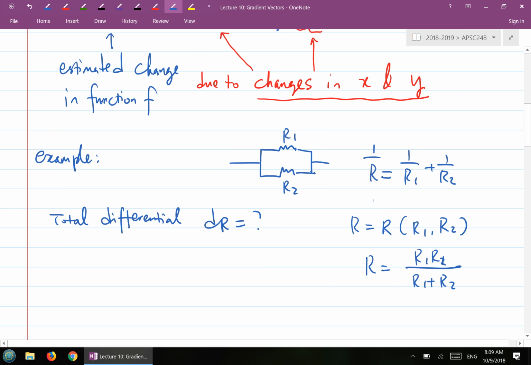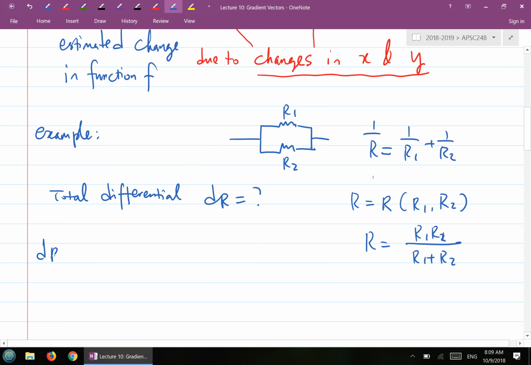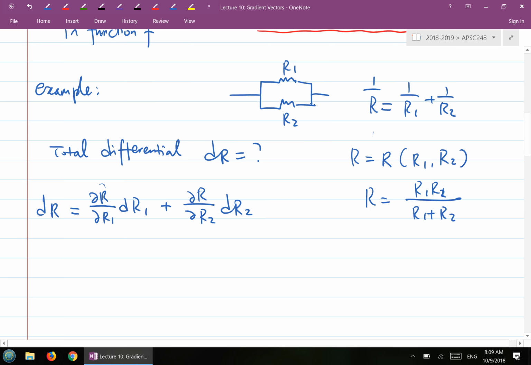So now, if I need the total differential, it basically means dR equals partial R over partial R1, dR1, plus partial R over partial R2, dR2. That's the formula. So now I need to calculate the two partial derivatives based on this R function. I'll just try one here, and then you can try the other one. So partial R over partial R1.